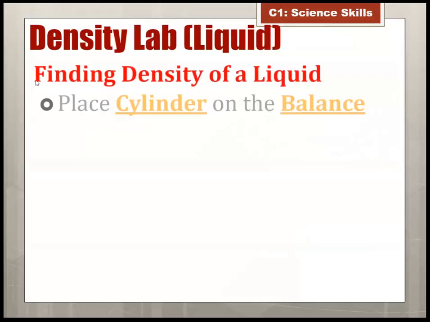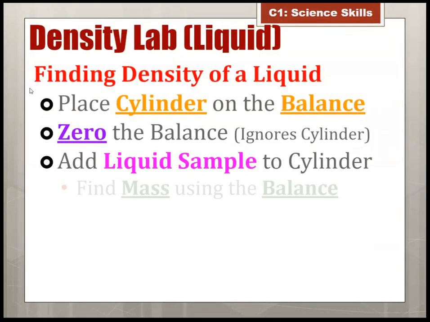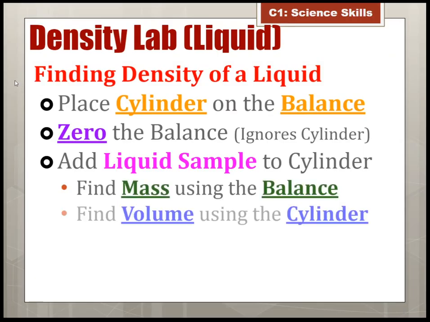Now, getting the liquids is easier. You put the cylinder on the balance, you zero the balance, you add the liquid sample, you find mass on the balance, volume on the cylinder. So it's really cool. You just put the cylinder on the balance, you zero it, so the balance ignores the weight of the cylinder. Then as you add liquid, you will get both the volume and the mass. And if you had a computer doing this for you, it could immediately graph the data and put it all there, which is pretty cool.